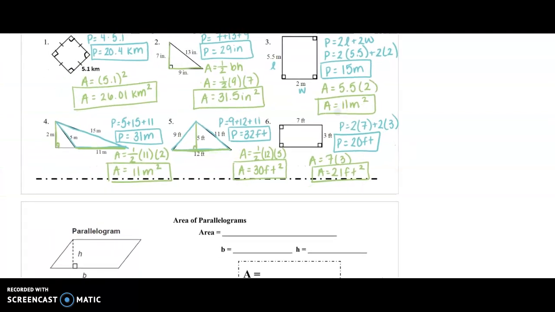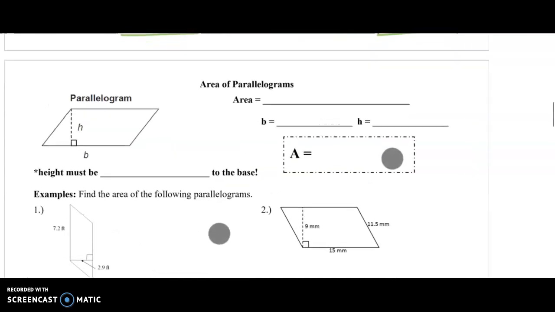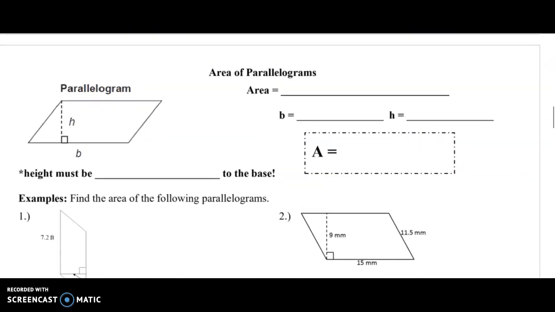Now we're going to get into parallelograms. The area of a parallelogram, the formula is always going to be base times height. Again, B is my base, H is my height. Okay, it's always going to be the height, remember.